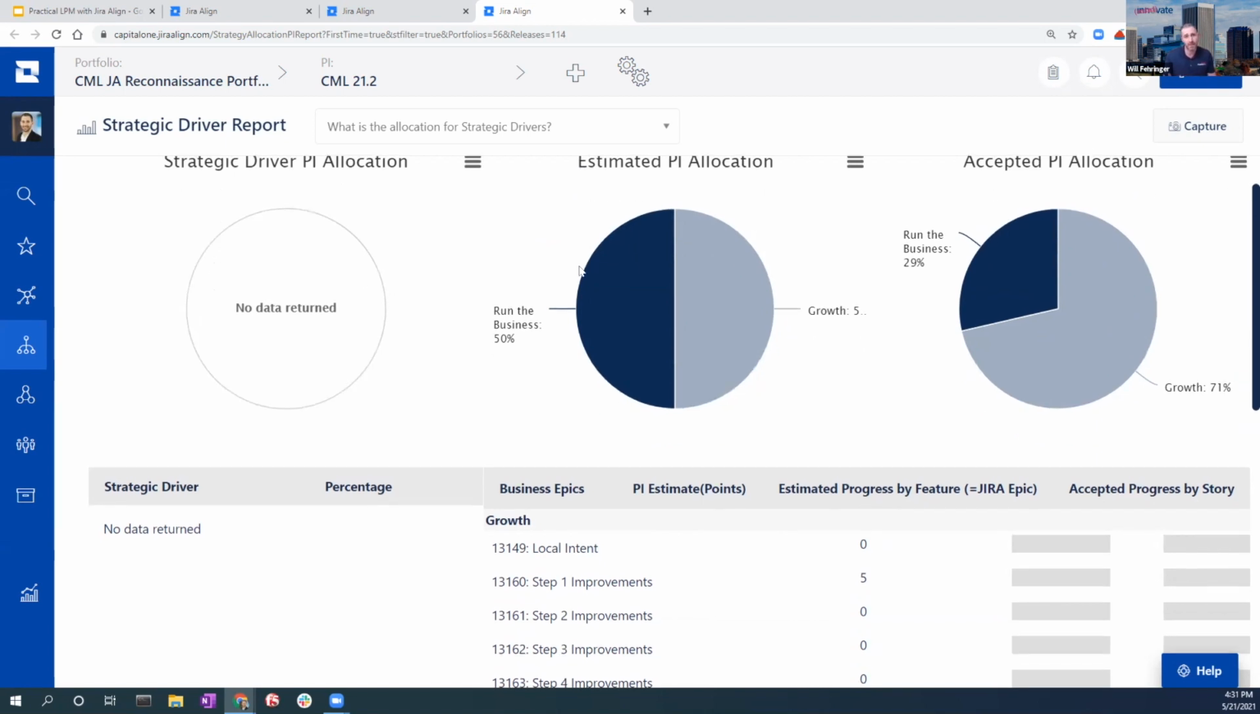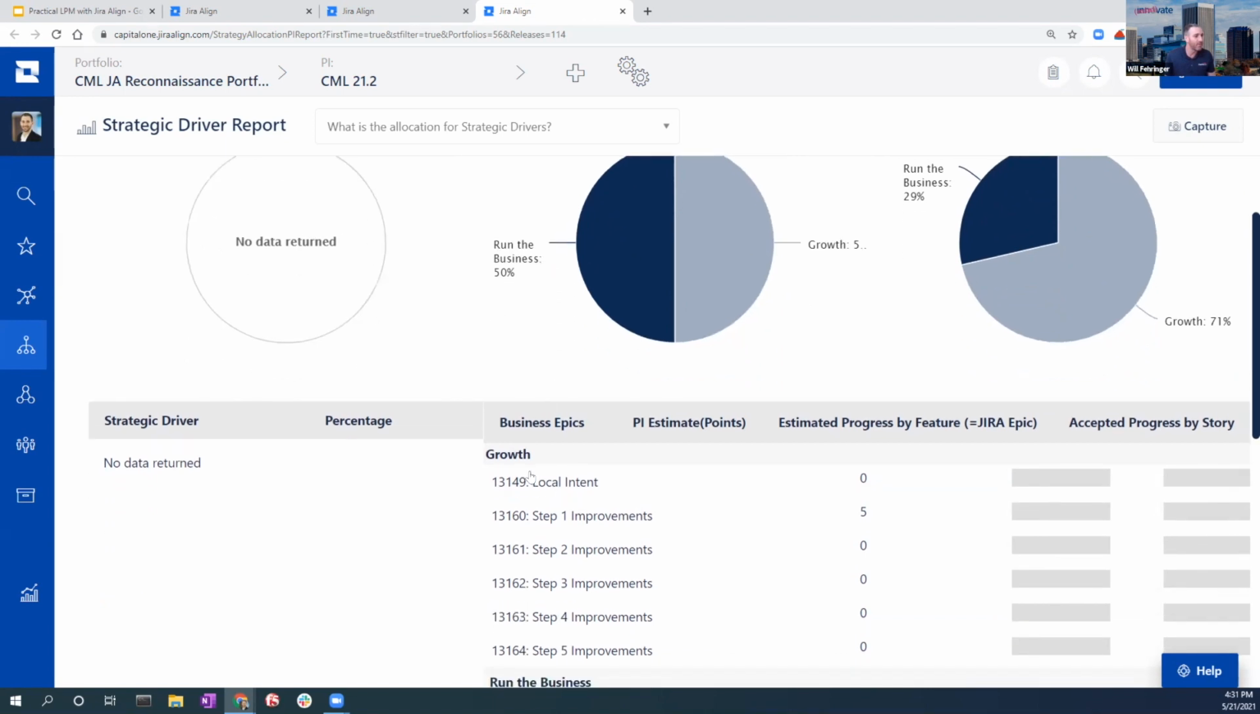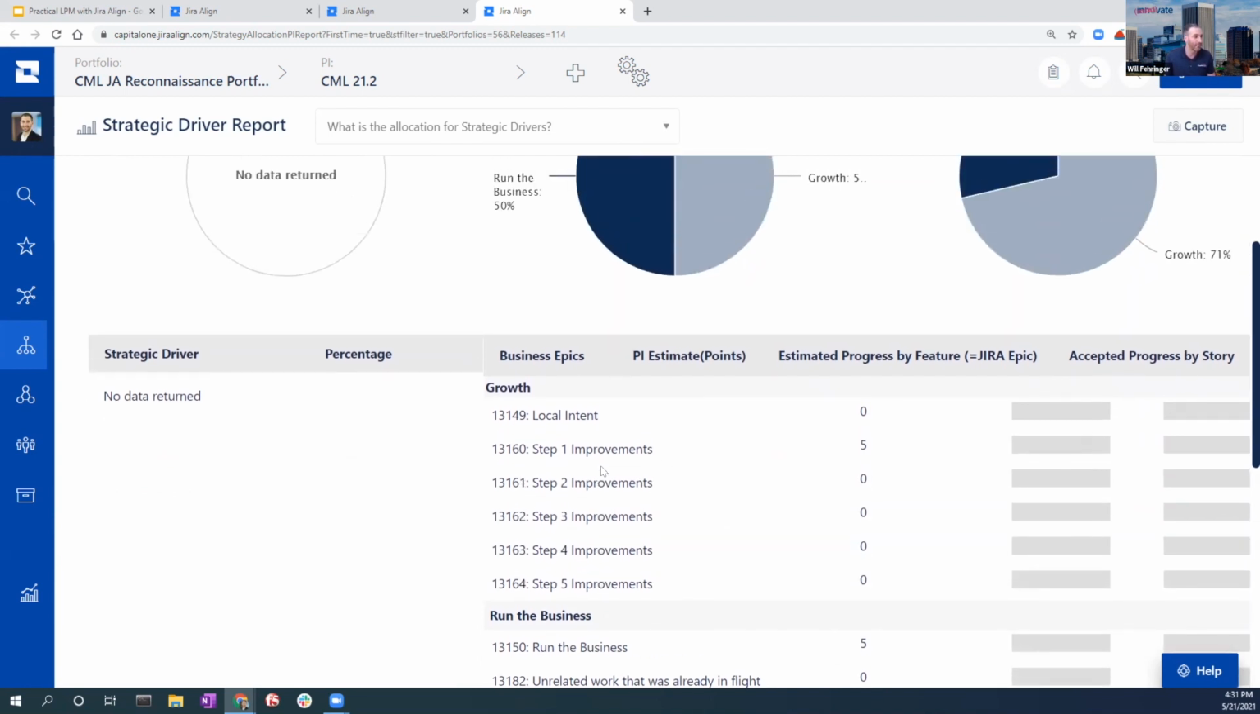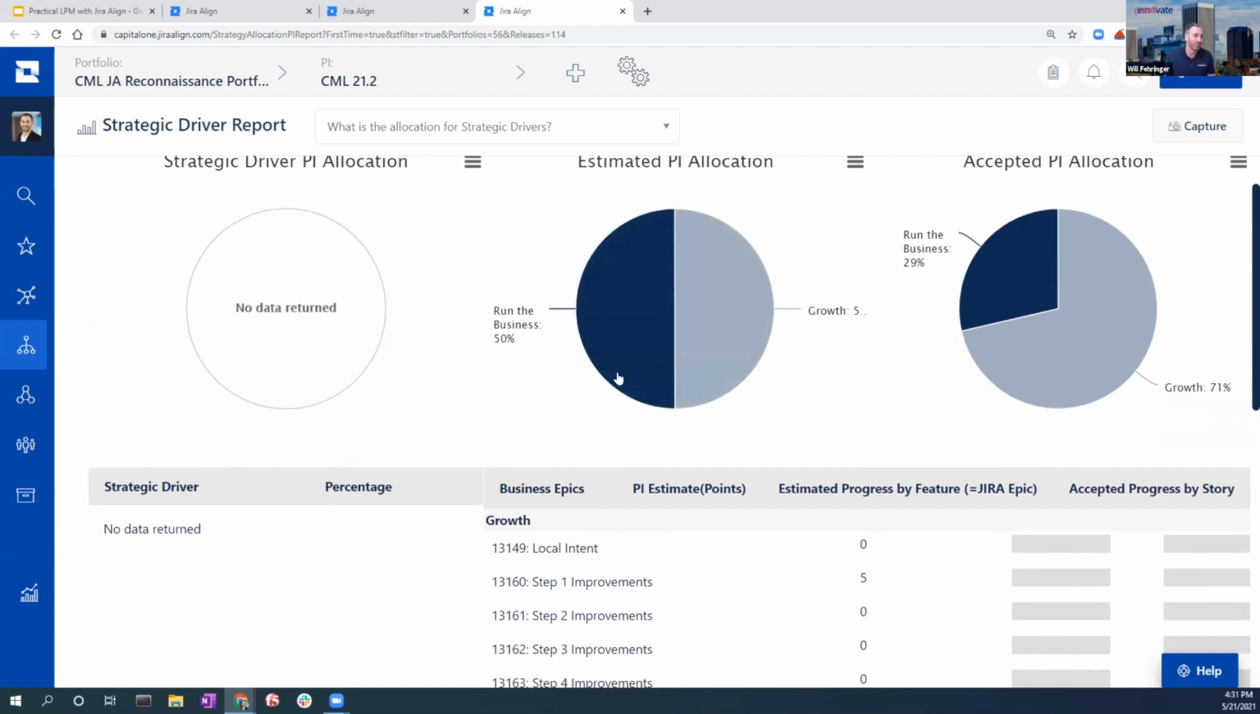You can see here that it's a fairly limited data set, but you can see all of the epics. And we said, you know what, we're going to spend about 5 points worth of time on step 1, and we're going to spend about 5 points on run the business. But we're not going to start the rest of these other epics. And so we expect, rolling all that up, 50% of our time to be spent running the business and 50% of our time on growth.